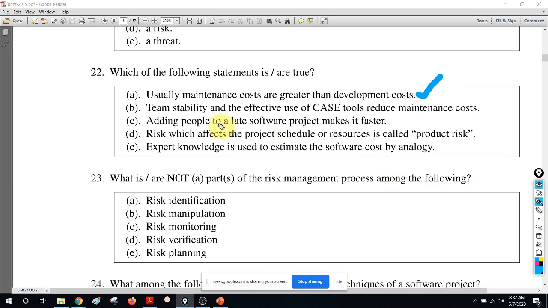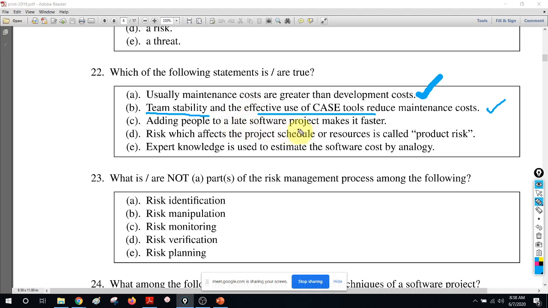Second one, team stability and the effective use of CASE tools reduce the maintenance cost. Yes, if you have effective use of CASE tools, it's going to reduce the maintenance cost. If you have a stable team, it is going to reduce the maintenance cost. I will go for that. So those are going to be good things, but challenging things, right? Especially team stability is a challenging thing because team members want to move out of the project to new projects. C.